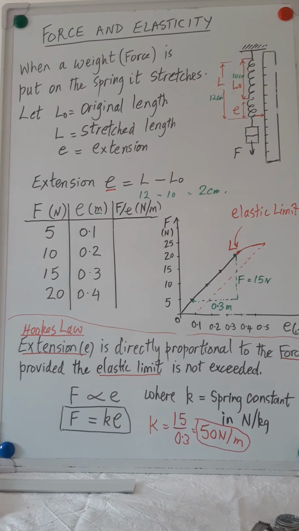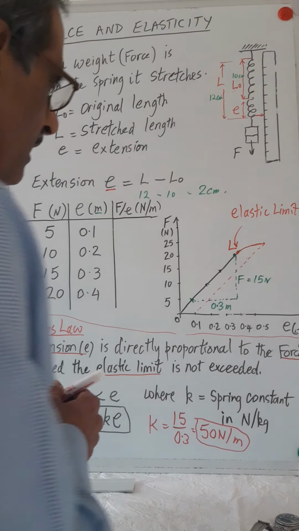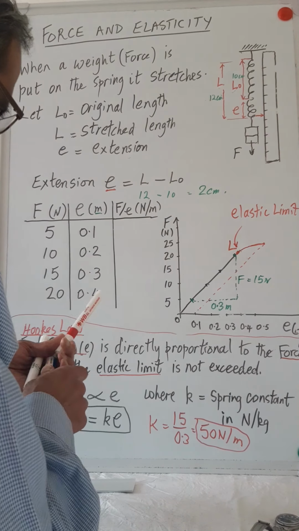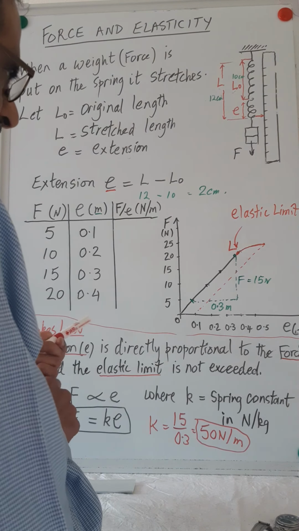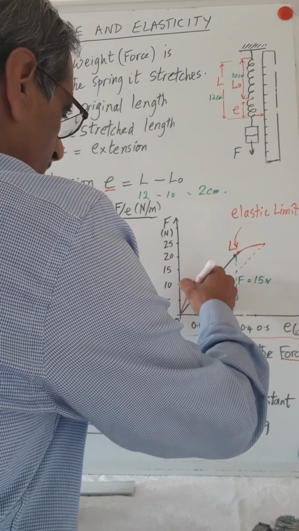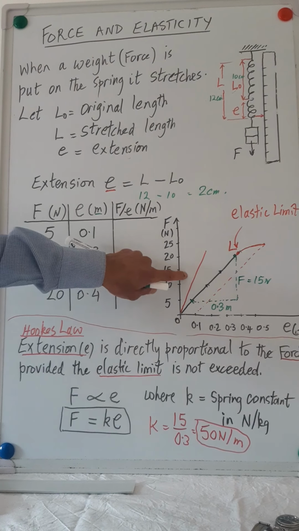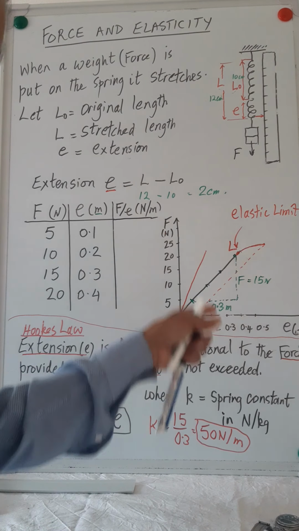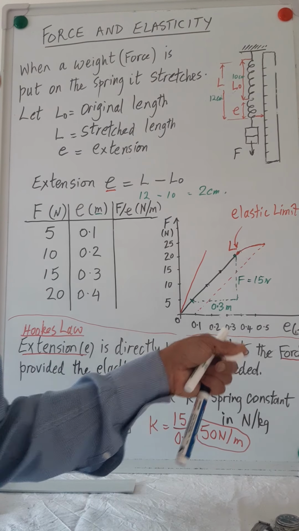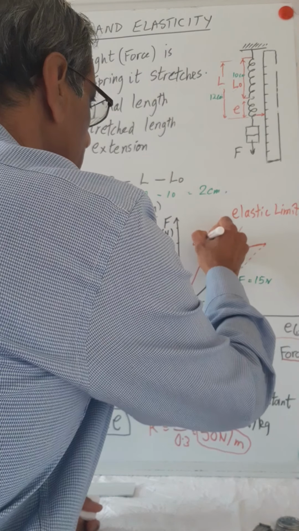Now, what happens if the spring was stiffer? If the spring was stiff, the graph will go something like this. It will have a steeper gradient. That means it needs more force to stretch it by a small amount. So here we can say this is stiff.